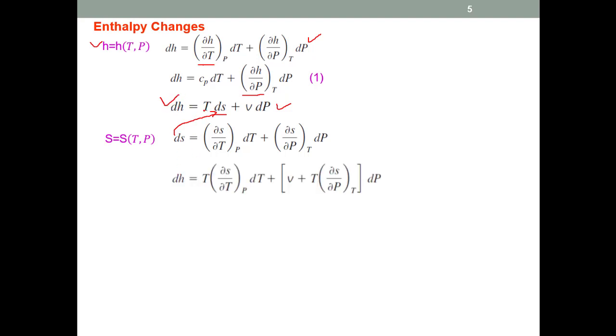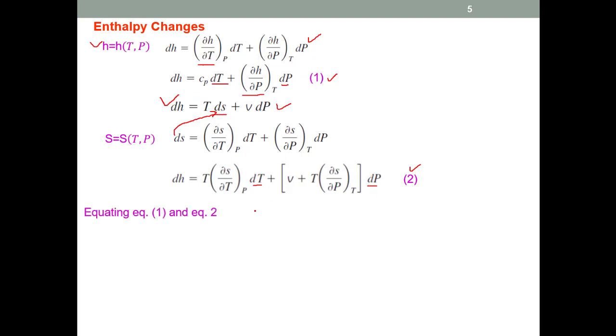Now we can put this dS here, then we'll have dH equal to T times the value of dS, this one. Then if we put it in and rearrange, we'll get dH equal to this one. Let's say this is equation 2. Now if we carefully observe equation 1 and equation 2, equation 1 is a function of dT and dP, and equation 2 is also a function of dT and dP.